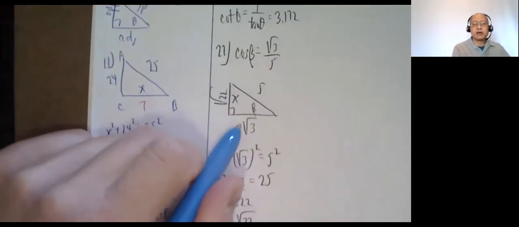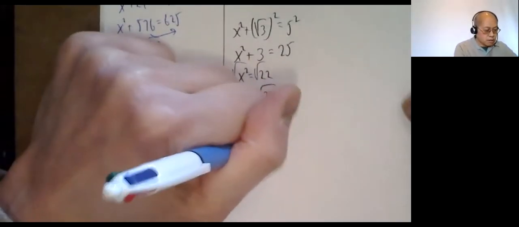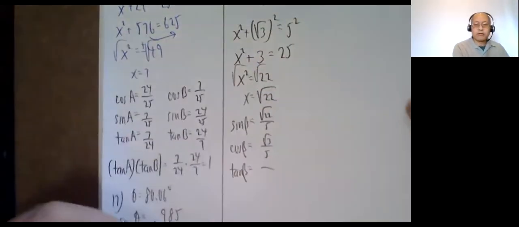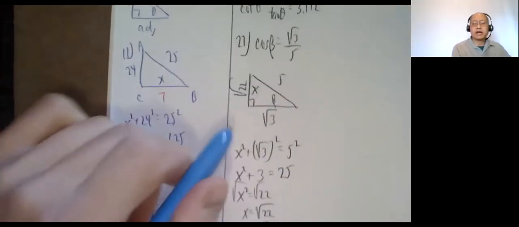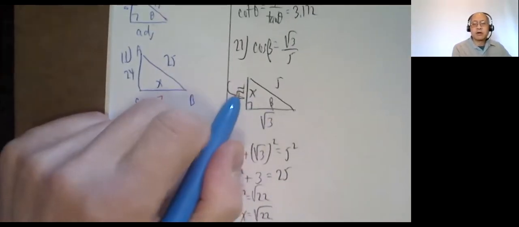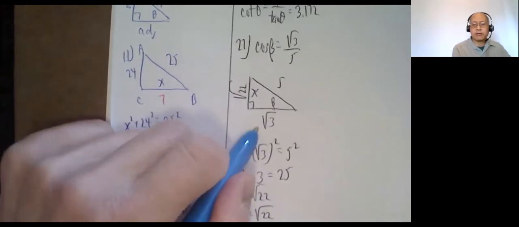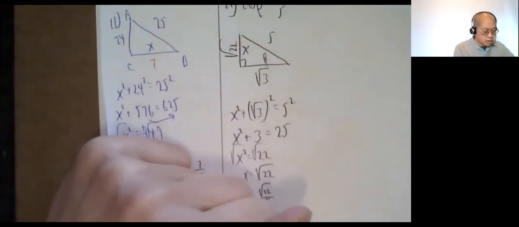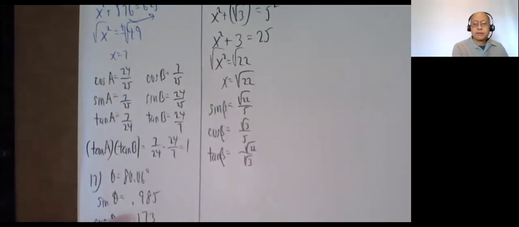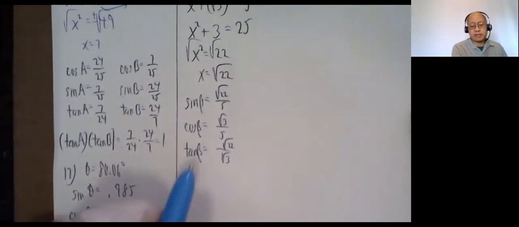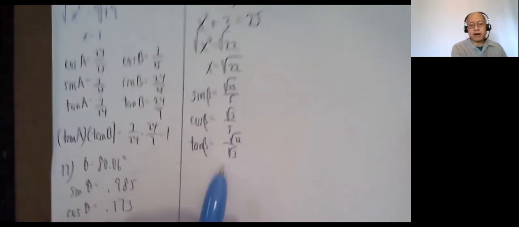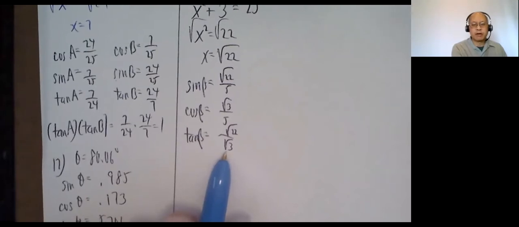Cosine beta is adjacent over hypotenuse, radical 3 over 5. Tangent of beta is opposite over adjacent, so radical 22 over radical 3. It says rationalize the denominator. I'm not going to do that. I don't see any point in doing it. Just leave it as radical 22 over radical 3.